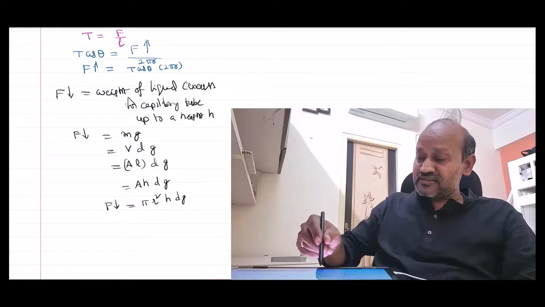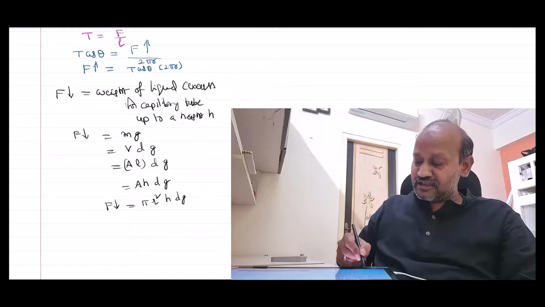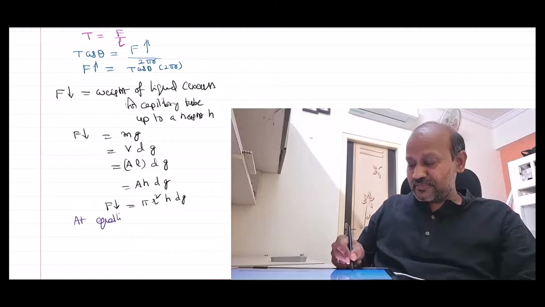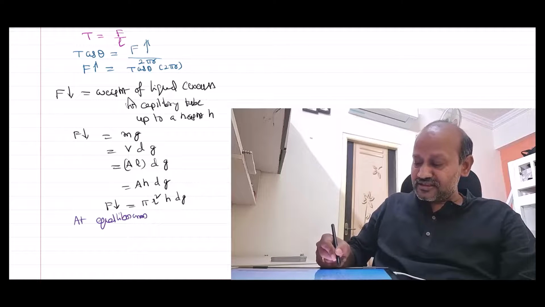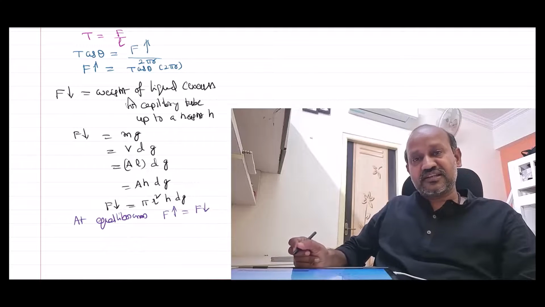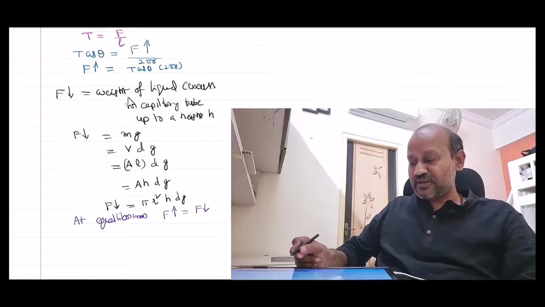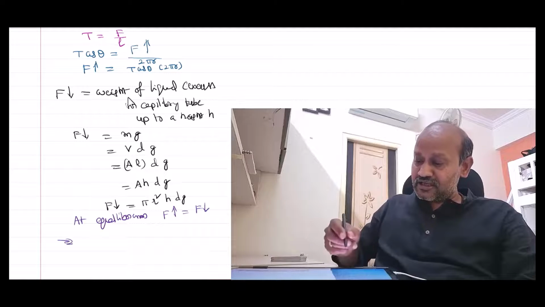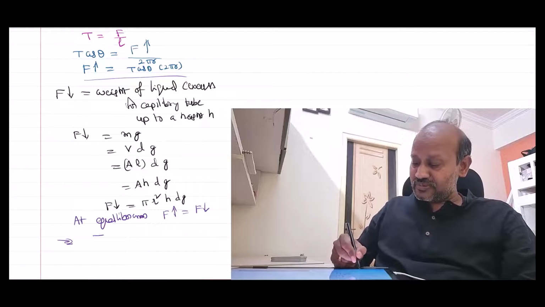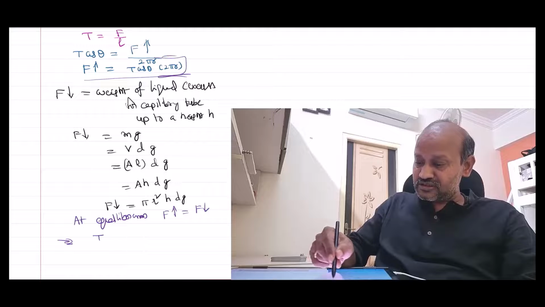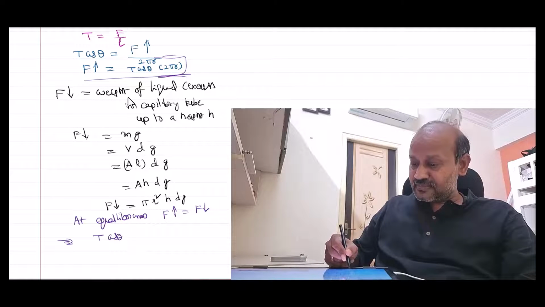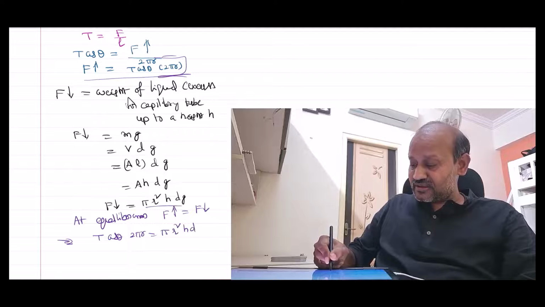So the liquid will keep on rising until the F upward is balanced by F downward, right? So what happens? At equilibrium, the liquid stops further rising, where the force acting upward due to the surface tension is balanced with the force acting downward due to the weight of the liquid in that capillary tube. I have already calculated the force acting in the upward direction. How much is that? As I am showing here, T cos theta into 2 pi r. I calculated the force acting in the downward direction: pi r square hdg.